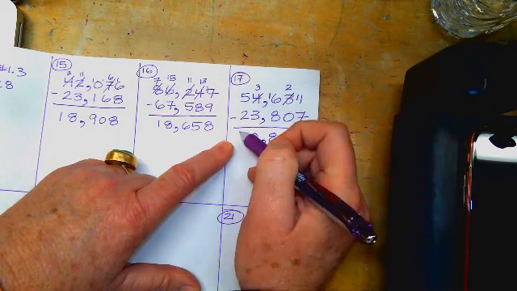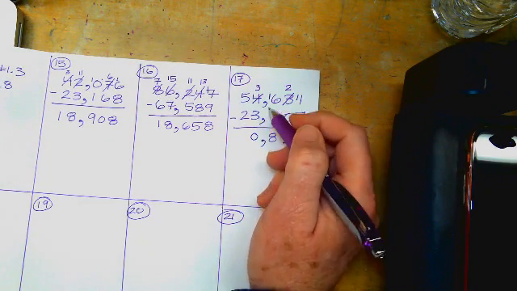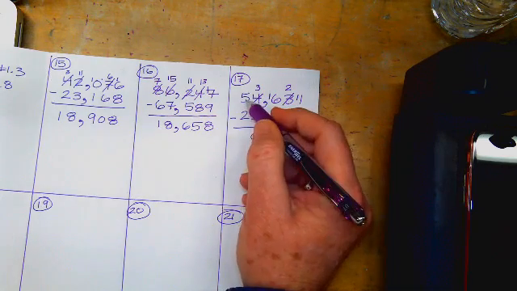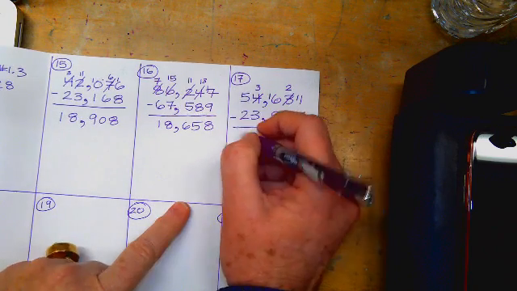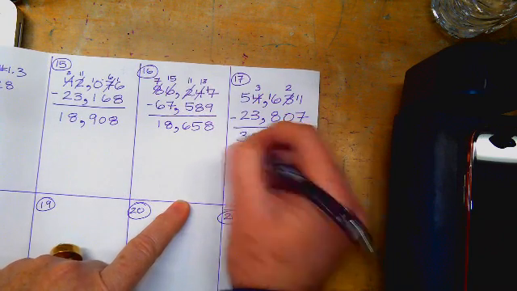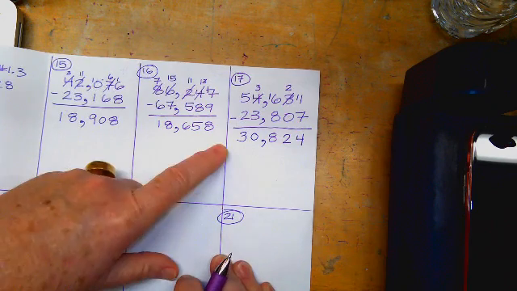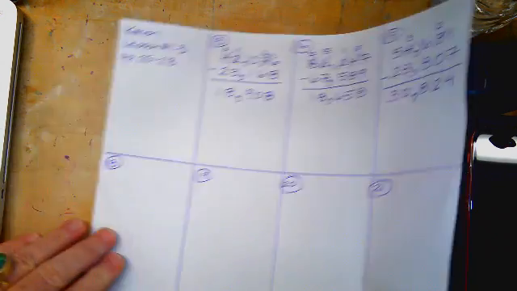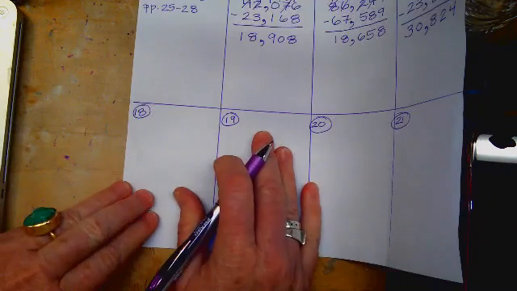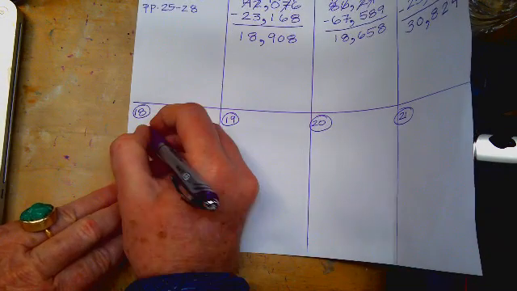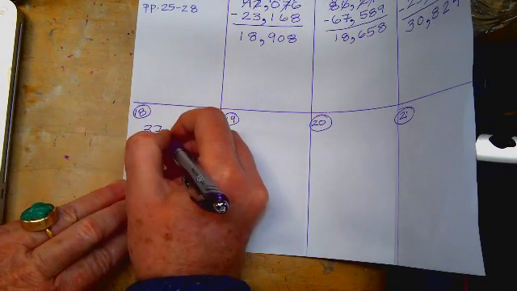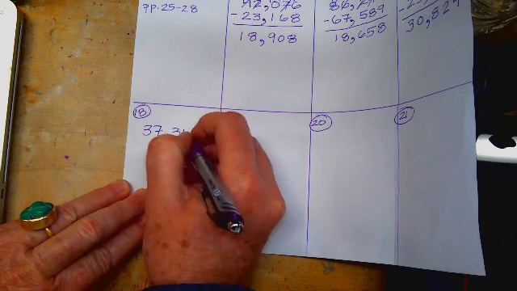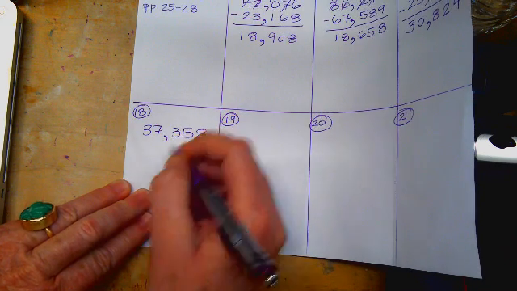Now, can I do 3 minus 3? Absolutely. If I have 3 chips, I can take 3 away. That leaves me with no chips. And then I have not regrouped from here at all. I haven't borrowed. Sometimes in the old days we call it borrowing. I have not borrowed from the 10,000s place. So 5 minus 2 is 3. So my answer is 30,824.